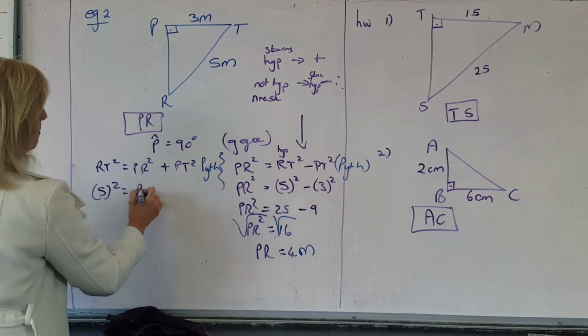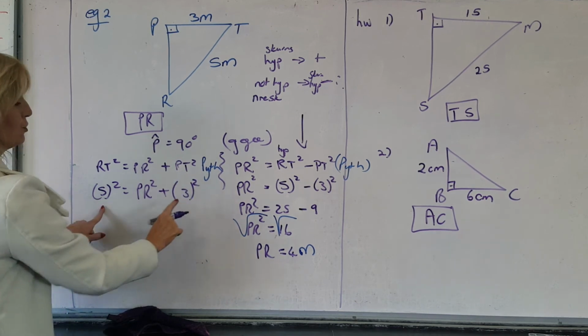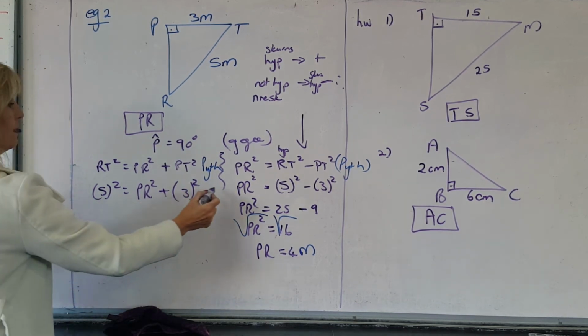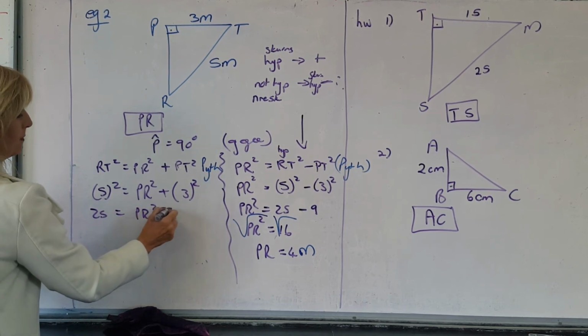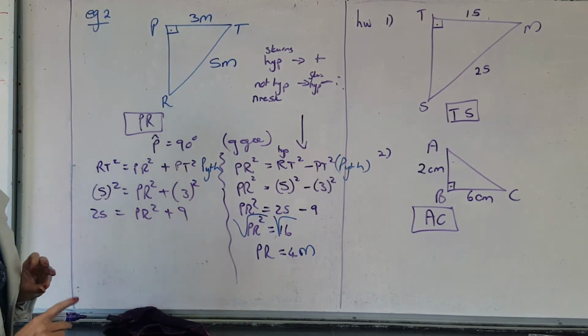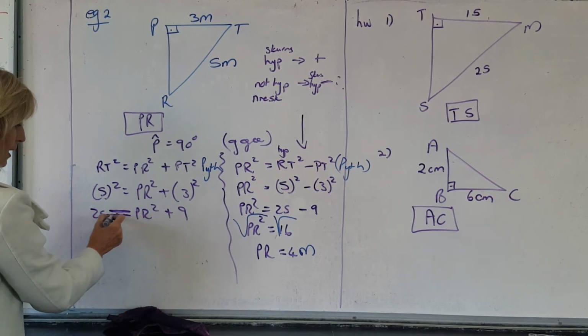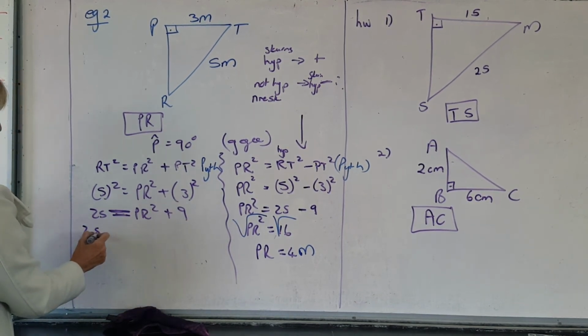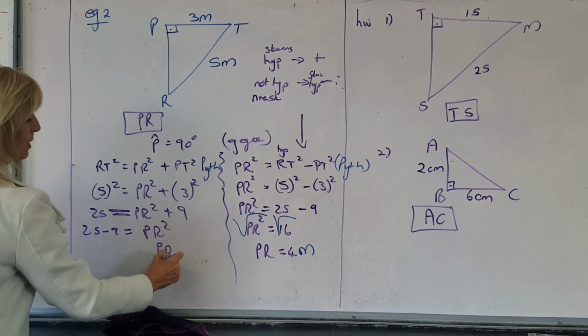PR, that is the one I'm looking for, and PT that was 3, and again I don't use the units with it, then I'm going to say 25 equals PR squared plus the 9, because 3 times 3 is not 6. And then I'm going to do what I would normally do in an equation. I'm going to take the 9 across, so 25 minus 9 is PR squared, which still gives me PR squared is 16.